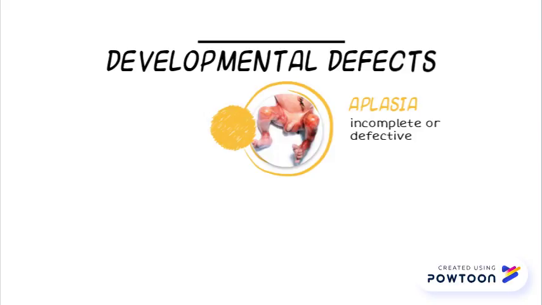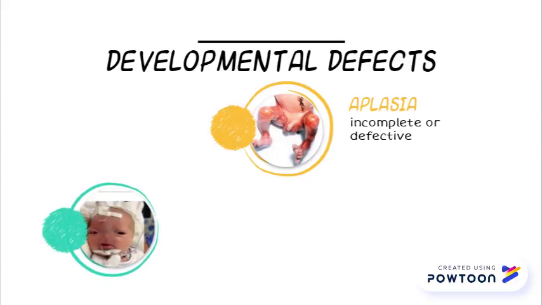It is most commonly seen in one of paired structures, for example, kidneys, gonads, and adrenals. In agenesia, it is non-appearance of an organ.